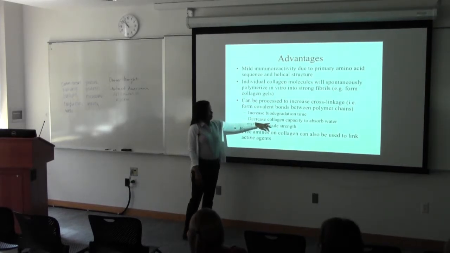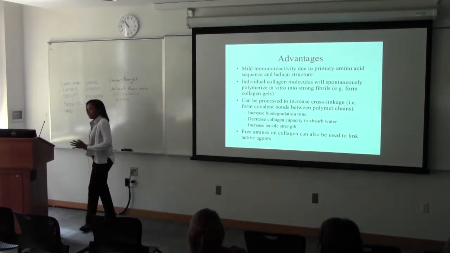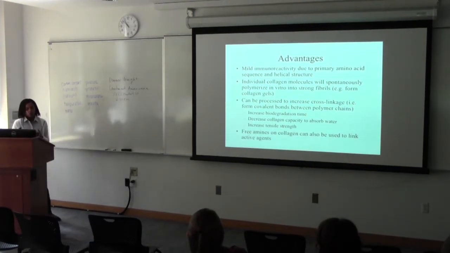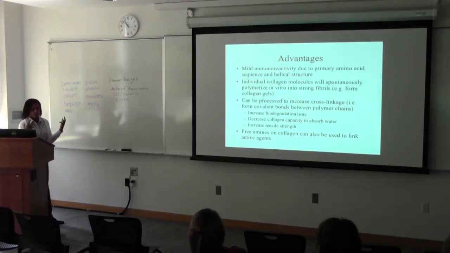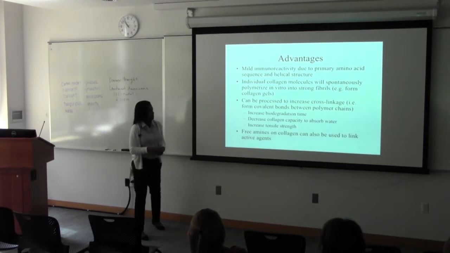The reduced capacity to absorb water, and then, like I said, increased mechanical properties. So that's pretty much the drawback with collagen: you lose some of its favorable ability to form these fibrils naturally, and you have to put in a lot of heavy cross-linking.